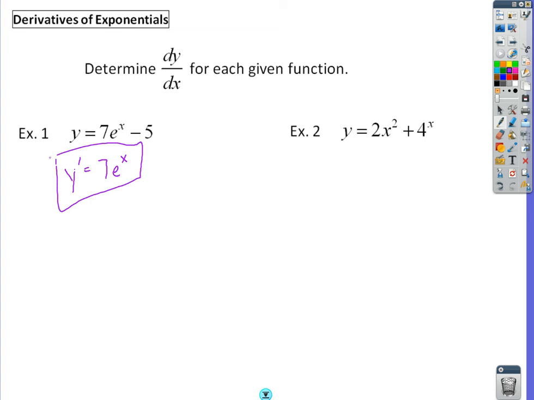Next one. All right, so I got to break this up. I have two separate functions here, where this is 2 times x squared. Again, this is a power function, so I'm going to use my power rule, which is going to be 2 times 2, which is 4x to the first power, plus, and this is going to be that exponential. So the exponential one is the natural log of 4 times 4 to the x. And there I am. I'm all done. Boom. Lots of 4s, but there it is. Cool. Let's do the next.